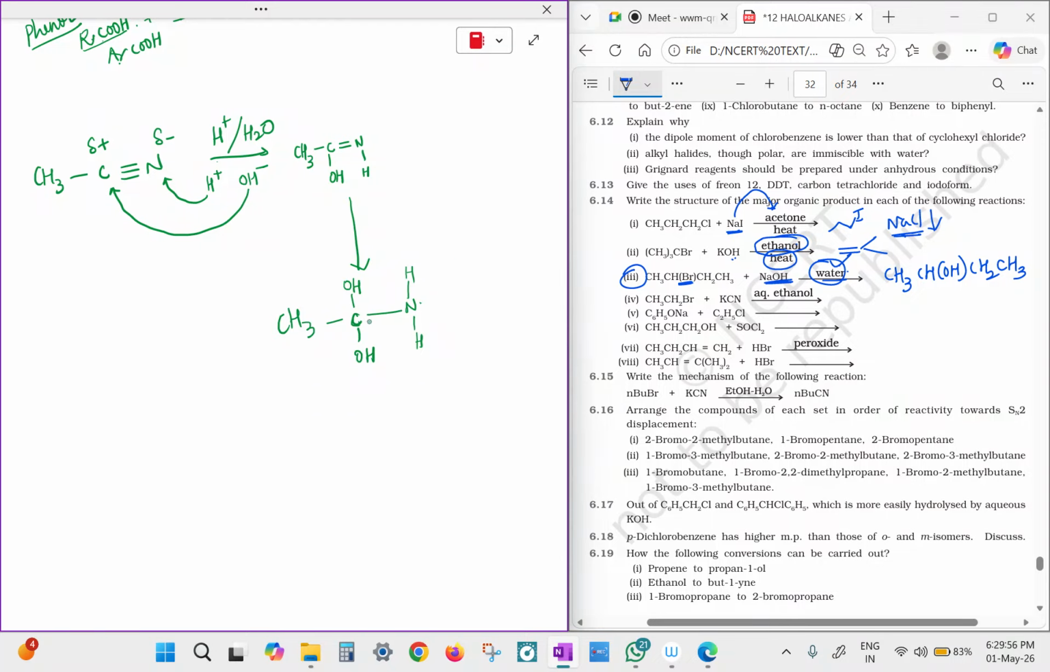Any doubt? No, ma'am. Again, once again, if you do, this bond will also break. The carbon-carbon bond is quite stable. Carbon-oxygen bond is also quite stable. Carbon-nitrogen is the longest bond, so that will break.